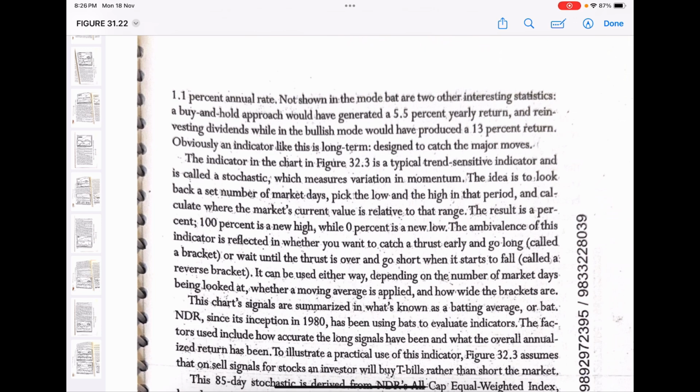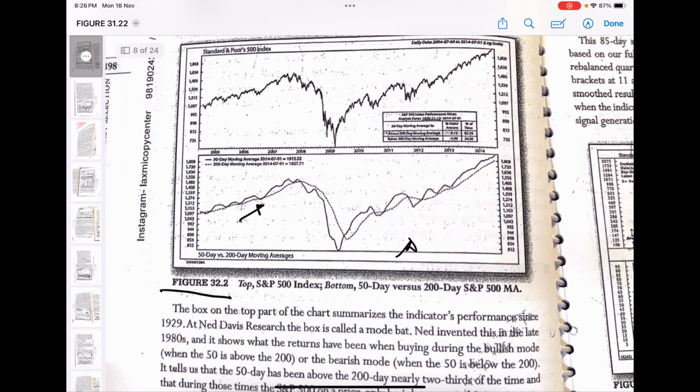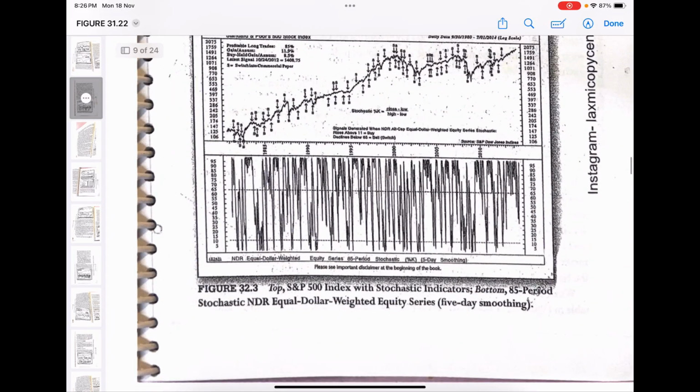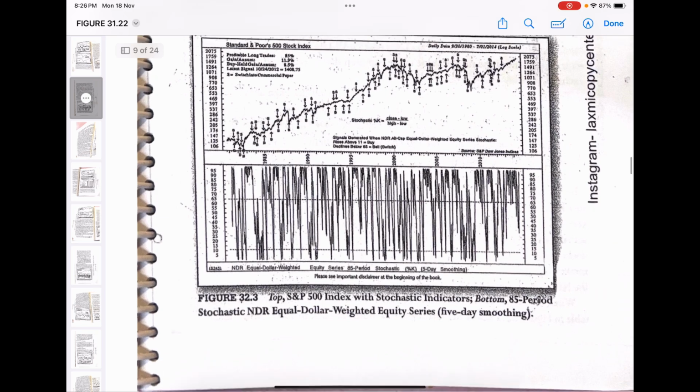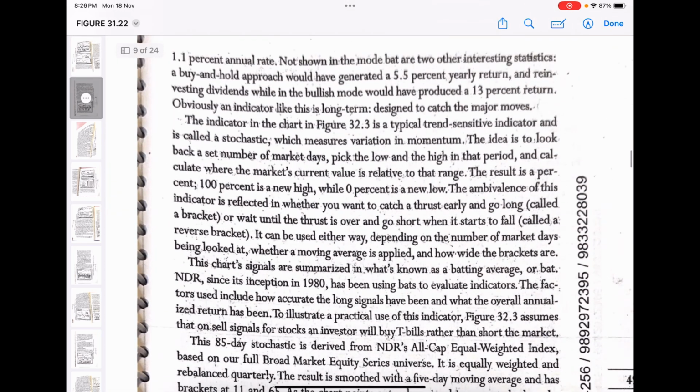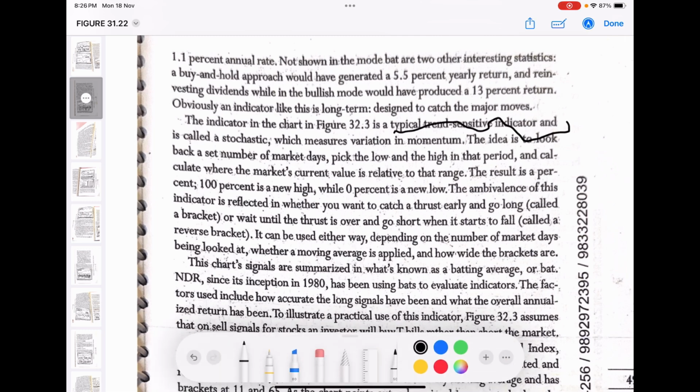Obviously, an indicator like this is long term, designed to catch major moves. The indicator in chart 32.3 is a typical trend sensitive indicator. Let's see what 32.3 is showing. Okay, so this is basically showing a stochastic from NDR, and it has a 5-day smoothing. Now let's talk about this. It is a trend sensitive indicator. We know what trend sensitive indicators are, and this one is called stochastic, which measures variation in momentum.